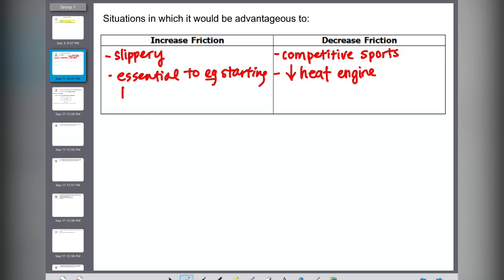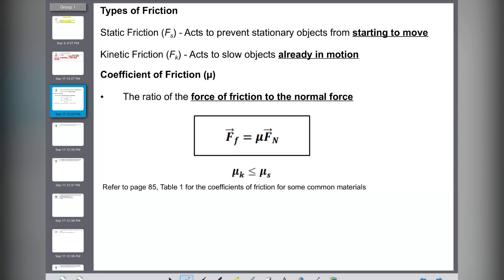For example, starting to walk. Or, I can't list all of it, right? Can you even drive without friction? I don't know. You can't. Your car won't start. You can't even grip the steering wheel. You can't do anything if there isn't friction, right? So there are situations where you have to have friction.